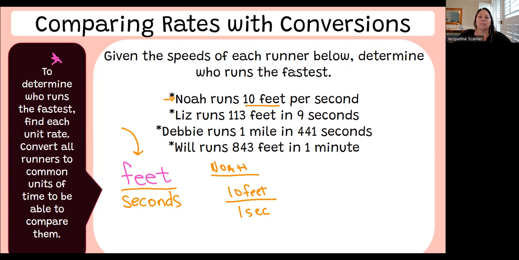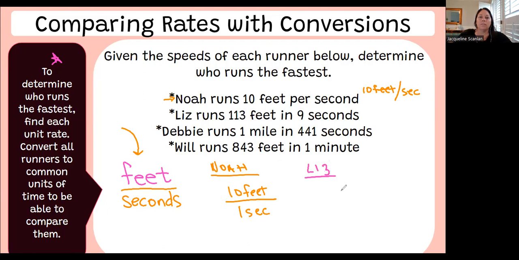So Noah's was already done for us. We didn't have to do a single thing to Noah. All right, so I'm just going to rewrite it over here. He is going 10 feet, and I'm going to use a backslash, and then I'm going to use SEC. What that stands for is 10 feet per second. That's how fast he's running. All right, now we're going to go on to Liz, and we're going to calculate Liz.